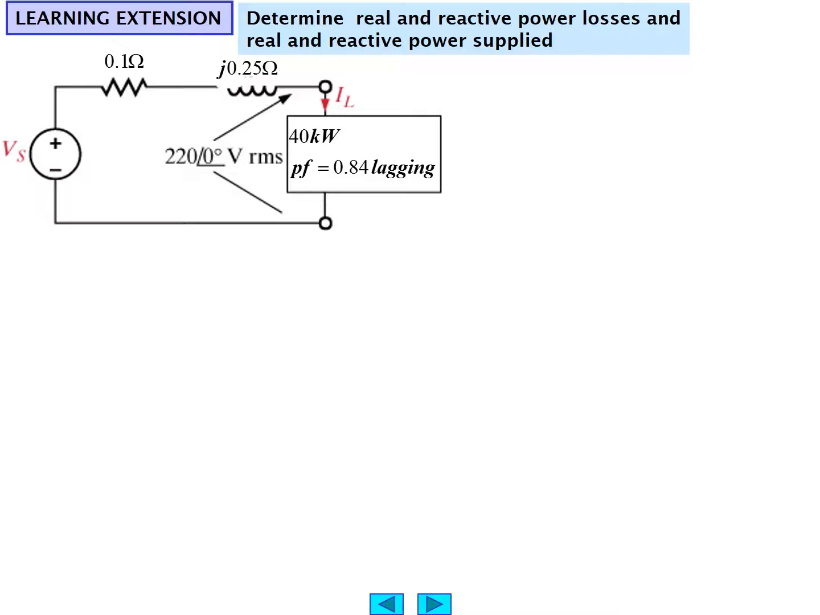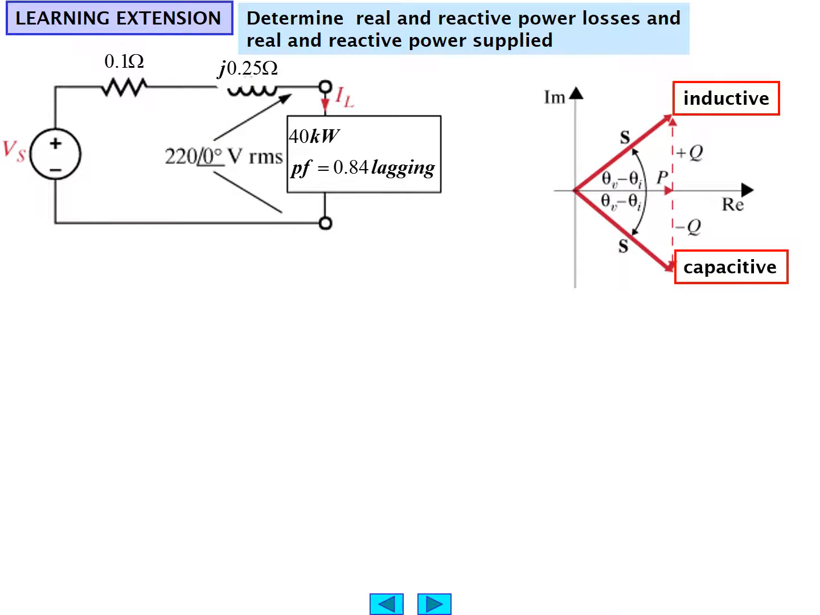Please note that it does not have to be 0 degrees, but that's what this particular problem shows. We have 40 kilowatts of active power with a power factor of 0.84 lagging. And of course, that tells us that we do have an inductive load as a result. The active power P is the real part of the complex power S, or if you will, the magnitude of S cosine theta V minus theta I, or more conveniently in this case, since we know the power factor, the magnitude of S times the power factor.